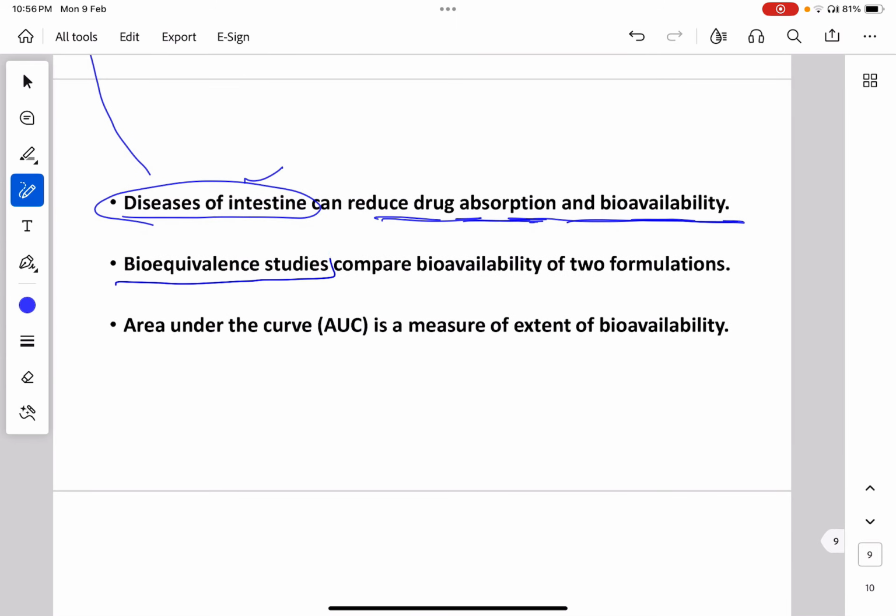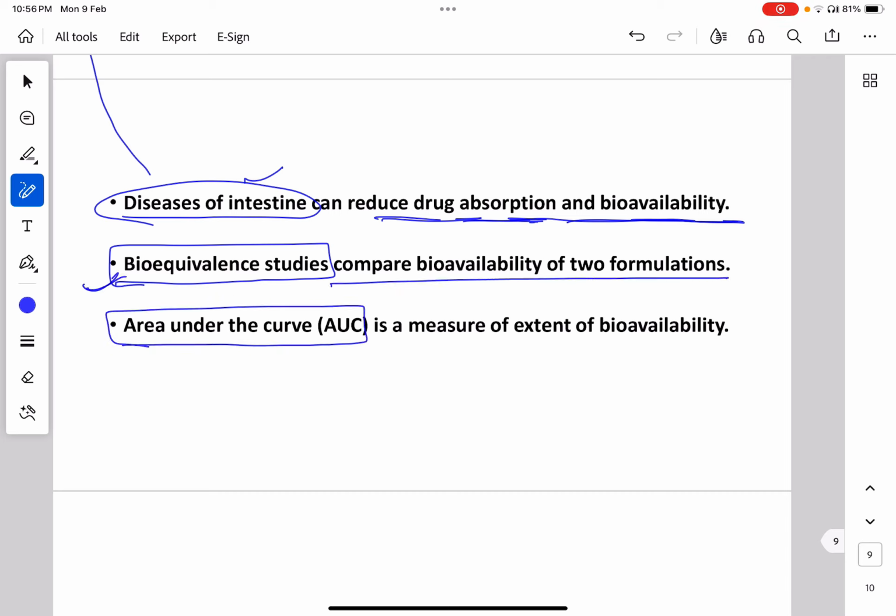Now, what are bioequivalence studies? Bioequivalence studies compare bioavailability of two formulations. Area under the curve is the measure of extent of bioavailability. So, how is bioavailability measured? It is measured as area under the curve.